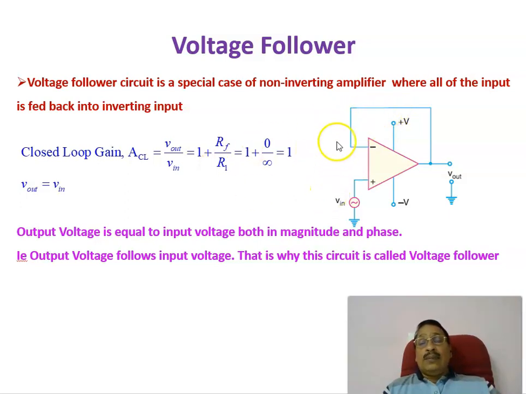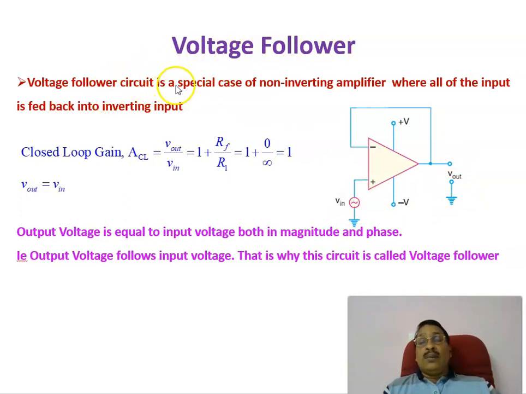Applying that to the non-inverting amplifier, the gain is equal to 1 plus RF divided by R1. Therefore, with RF equal to 0 and R1 equal to infinity, the gain is 1 plus 0 by infinity, so the gain of this amplifier is equal to unity. There is no phase shift, and the magnitude is the same as the input. Whatever input signal you apply, the same signal will be available at the output. The output voltage is following the input. That is why we call it a voltage follower.